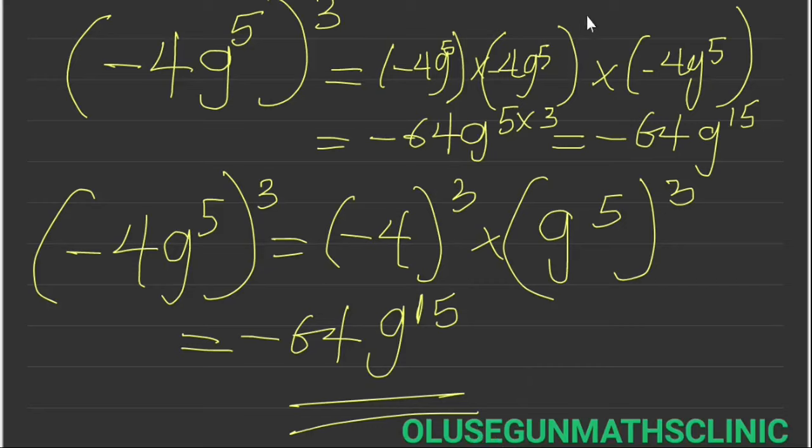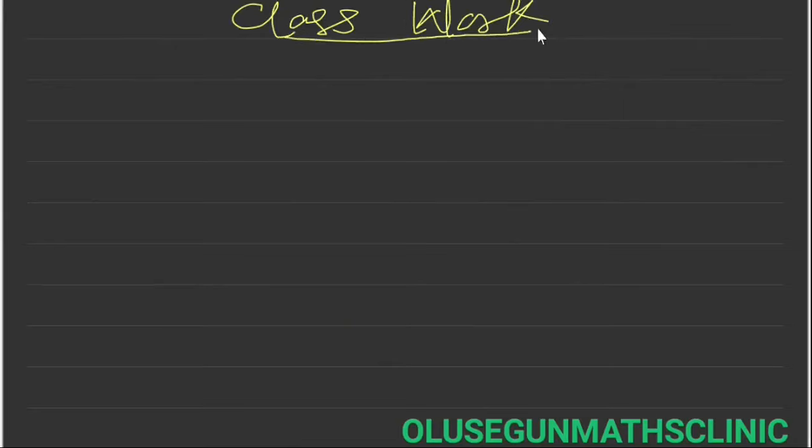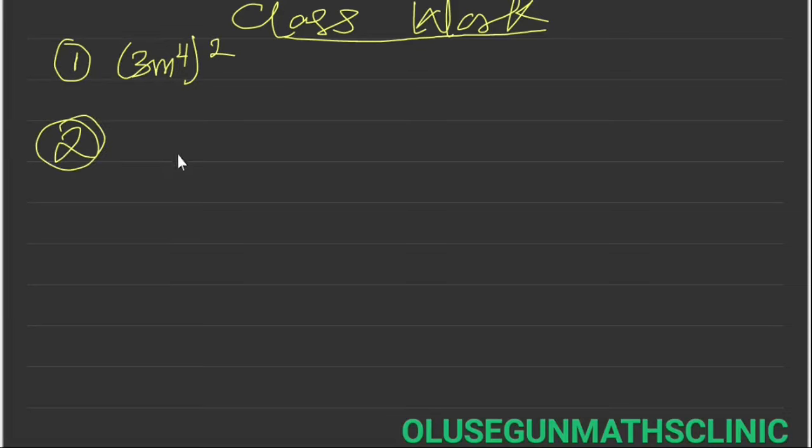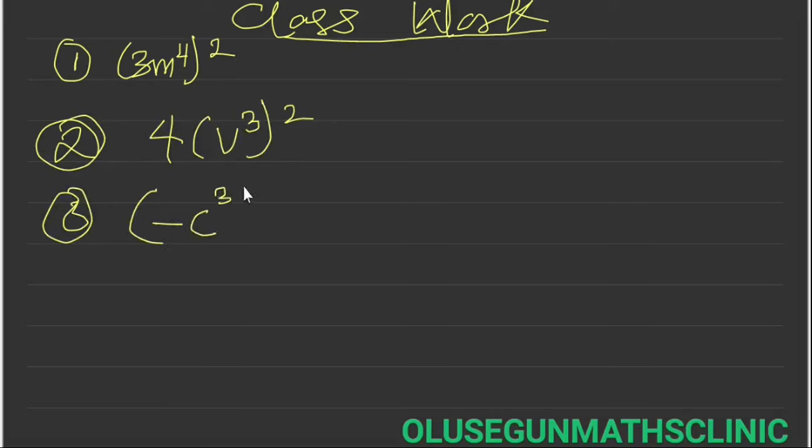So now I will give a classwork based on this specific example that I just solved. Please, I want you to do it. We have a classwork. Let's have (3m^4) squared. Let's have 2, (4v^3) squared. We have 3 minus c raised to power 3, all squared.